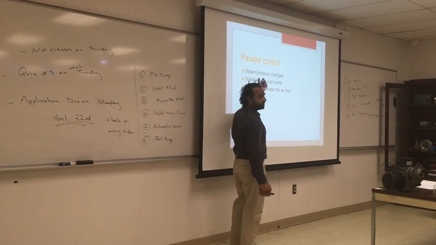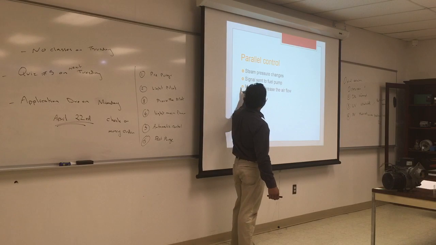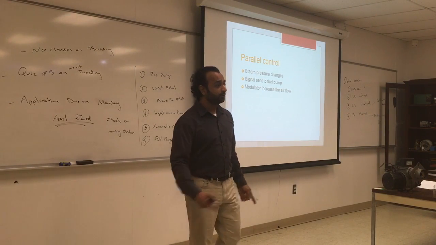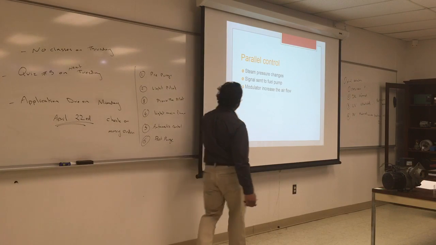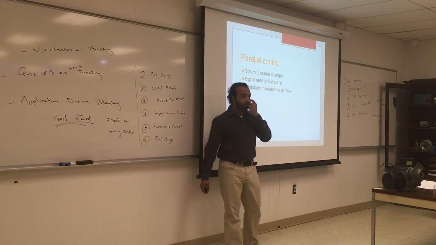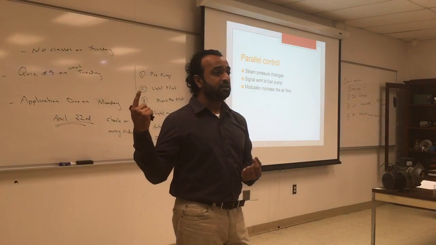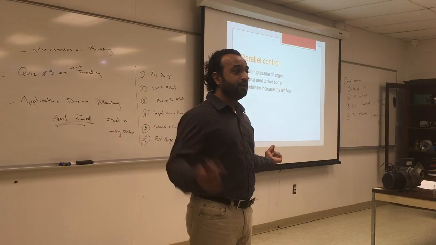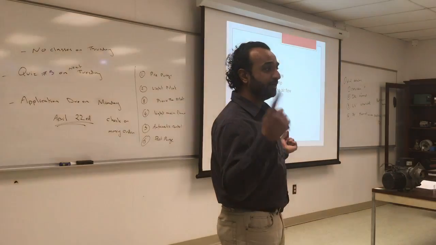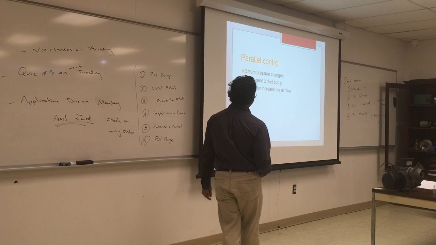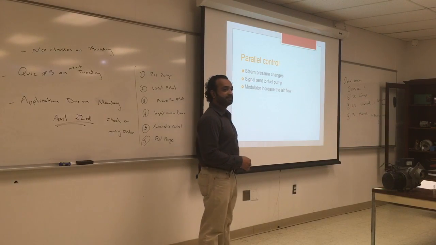So we monitor the pressure, and based on the pressure, we send the signal to the fuel pump to increase the fuel. And the more fuel, the more pressure you'll get. And the modulator will increase the air flow. So the signal sent by the pressure will increase the flow, and the flow will be connected to an air damper that will open and close the air based on the fuel rate. Make sense?